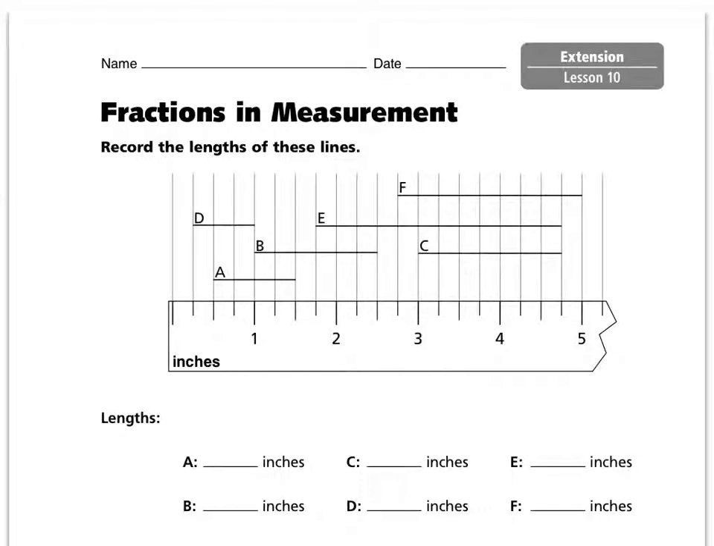Let's look at Chapter 7, Lesson 10 Extension, Fractions and Measurement. Record the lengths of the lines. So first off, let's figure out how much each of the little lines down here equal. That way we know how much they are.